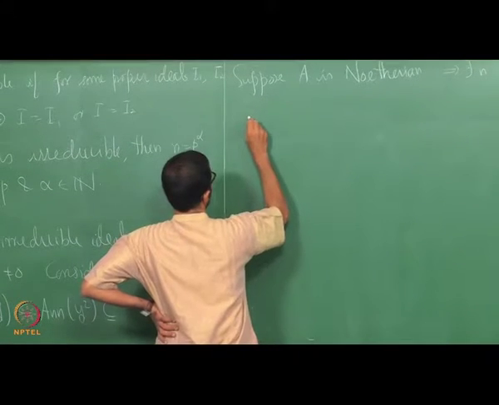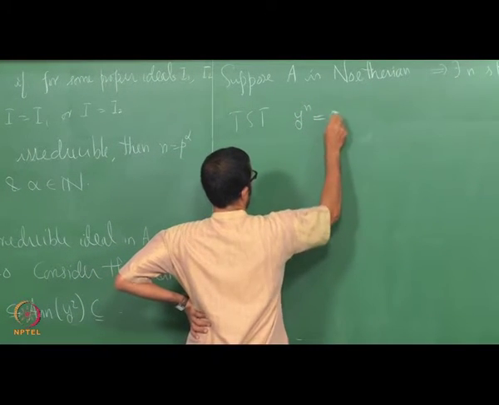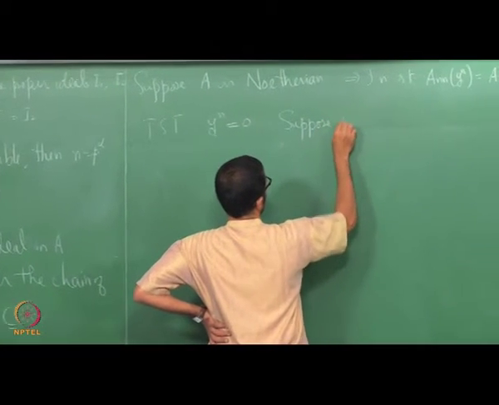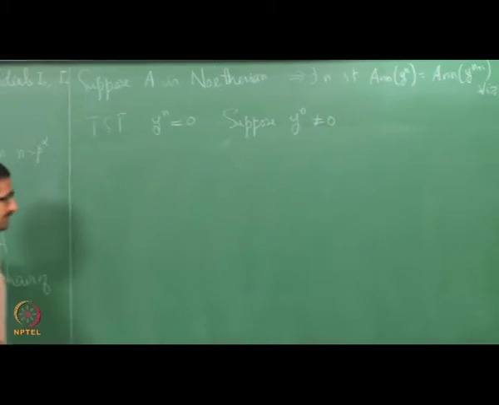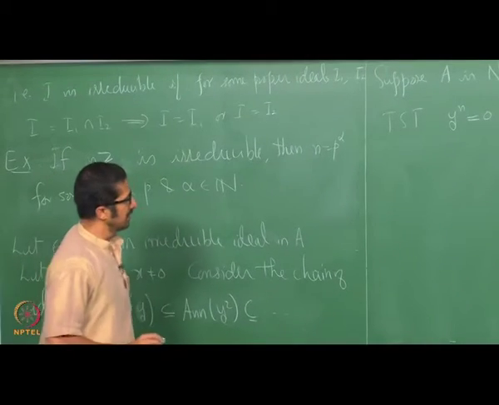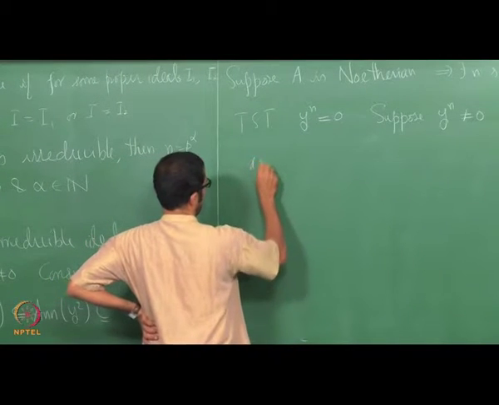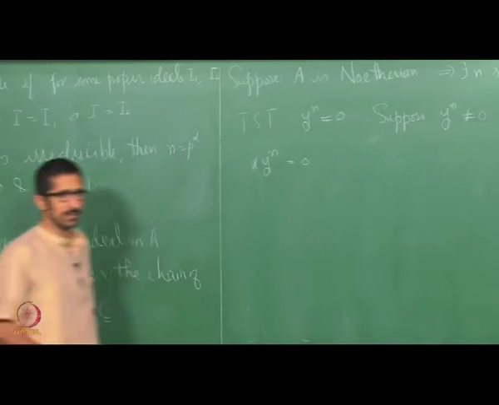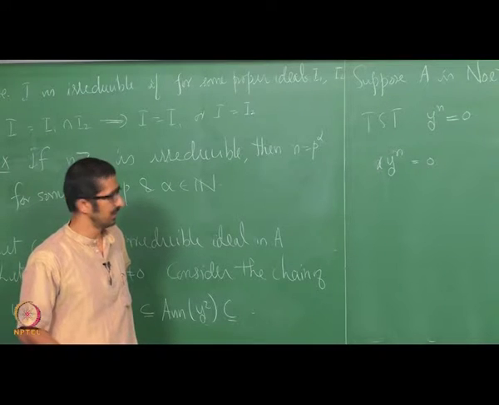I want to say that y power n is 0. Suppose y power n is non-zero. Okay. Now we know that x y power n is 0, because xy itself is 0. Okay.